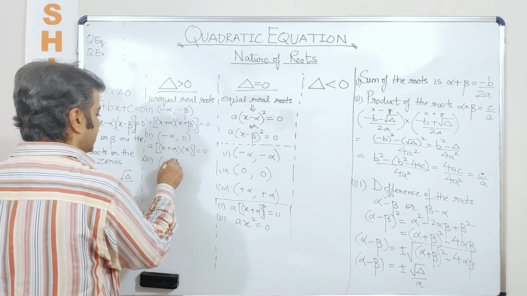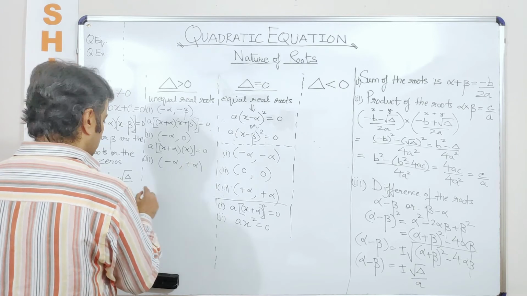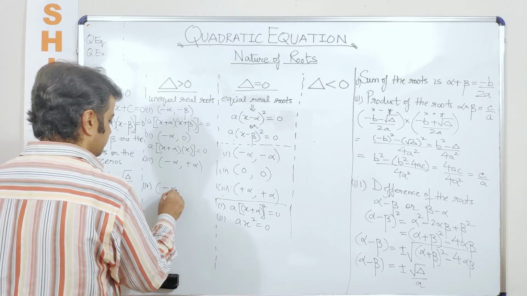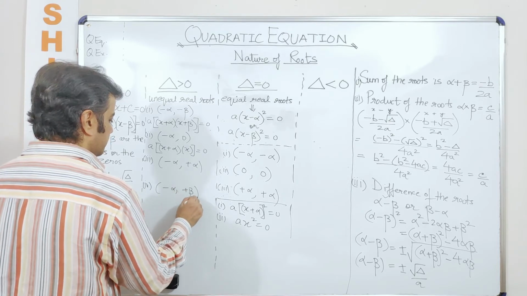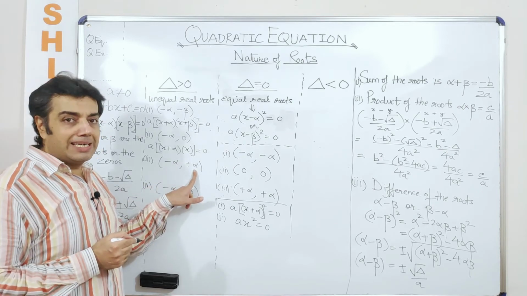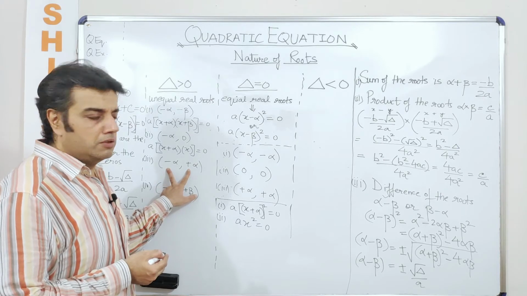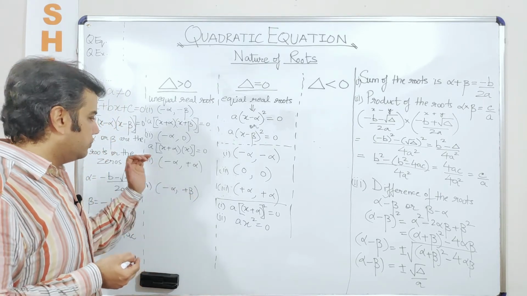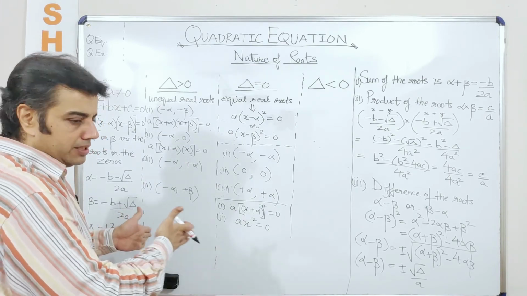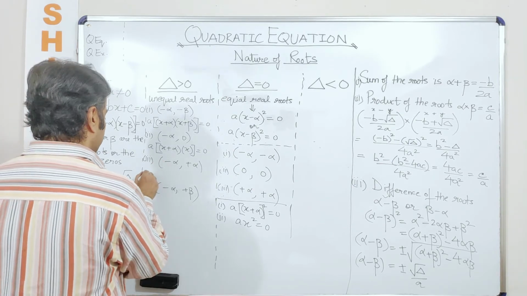Third case, one root is negative and the other root is positive. Now these could be two cases. I hope you are understanding. One root is negative and the other root is positive, but here you are having symmetric roots. Now why do we call them symmetric roots? Because if one root is minus 1, the other root is plus 1. They are symmetric. They are equidistant from the origin.